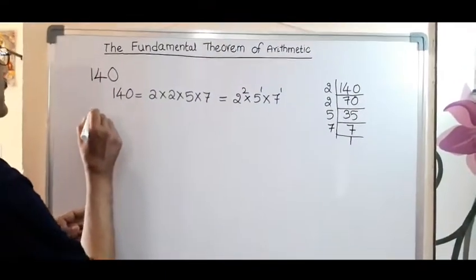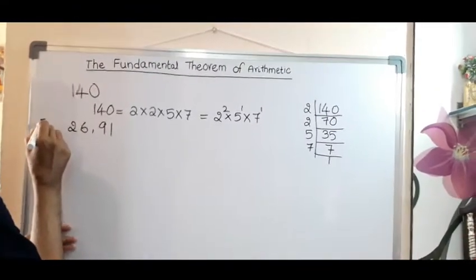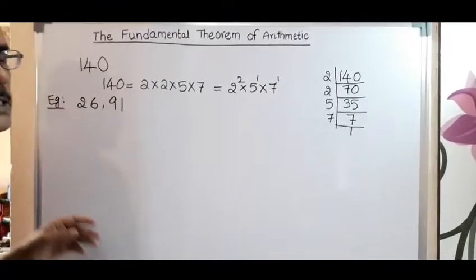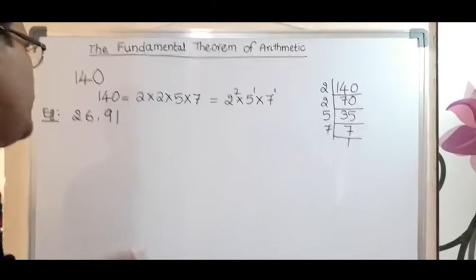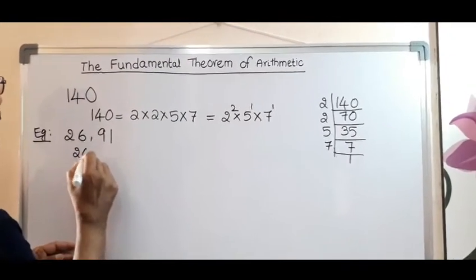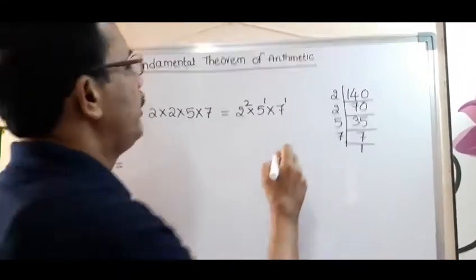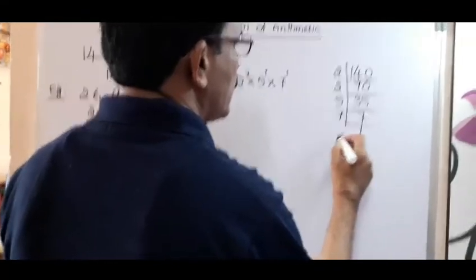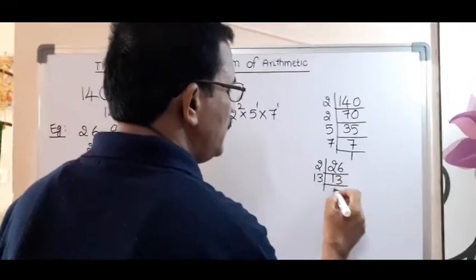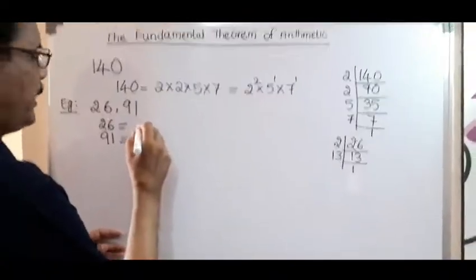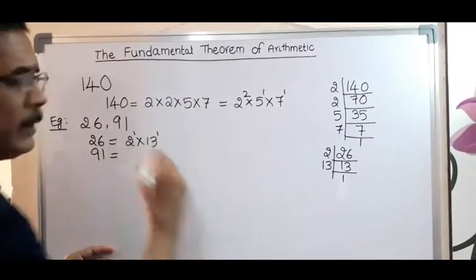Example, I am taking 26 and 91. Finding HCF and LCM of 26 and 91 using the fundamental theorem of arithmetic. First, we will split 26 and 91 as a product of prime numbers. 26 prime factors. 2 13s are 26, 13 1s are 13. So 26 can be written as 2 into 13. 2 power 1, 13 power 1.